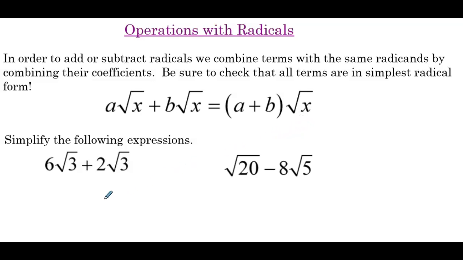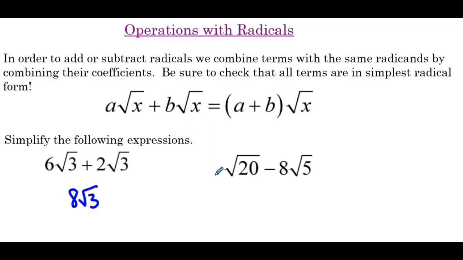So let's look at our first example. 6 times the square root of 3 plus 2 times the square root of 3. So we do have like terms. They both are the square root of 3. So we go to add their coefficients, so 6 plus 2 is 8 times the square root of 3. And now we've added two square root terms together.